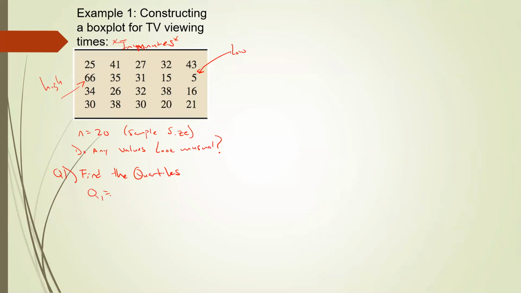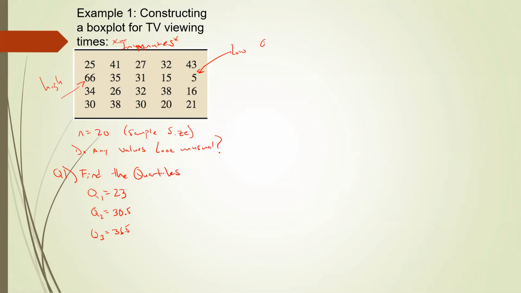Going back to the slides. Q1, if you look back on your calculator, I think Q1 was 23. Did I remember that correctly? Yep, I think so. Awesome. Q2, the second quartile, was the median. That was 30.5. And Q3, the third quartile here, that was 36.5. Great.